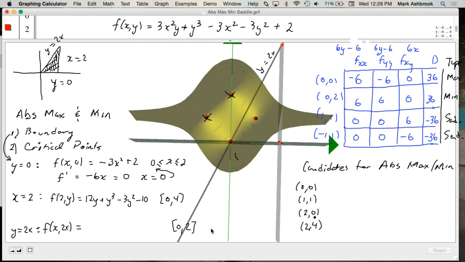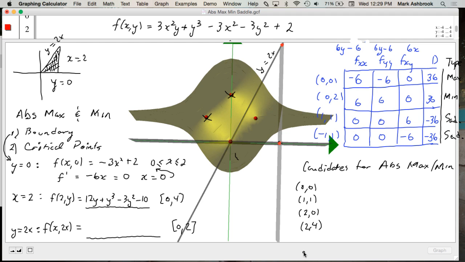So the last thing to do, what is your task? Critical points on the line x equals 2. Find the trace of y equals 2x on the surface, and find critical points on that one. Any critical points on x equals 2 or y equals 2x will also be candidates for absolute max and min of the whole surface in that domain.